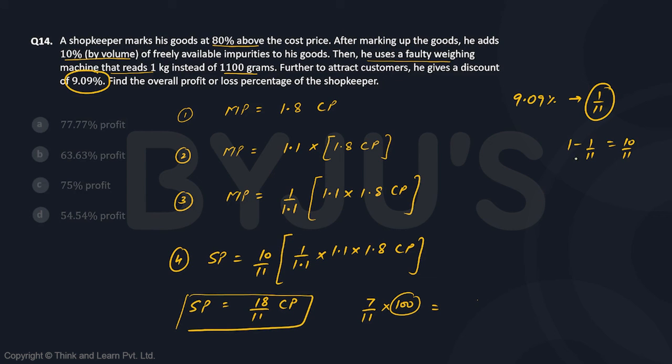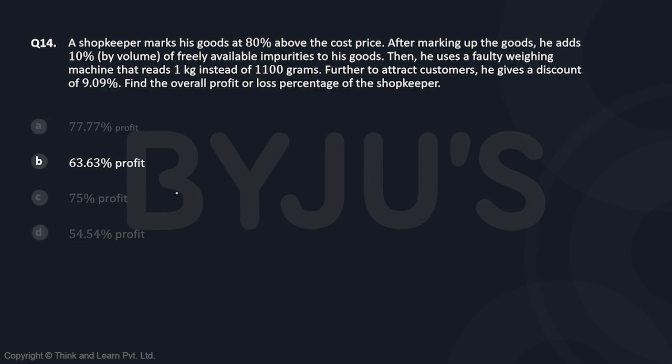So you have already seen in the question 1 by 11 is 9.09. So 9.09 and then 7 upon 11 will be multiplied by 7, and this value will come out to be 63.63 percentage. So we'll have a final profit of 63.63 percentage, and that is option B. So yes, this is a correct answer.